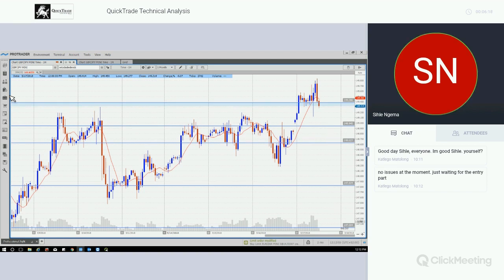Okay, just waiting for the entry part. It's fine, we don't have a lot of attendees today. I think what we'll do is support and resistance. How good are you at understanding support and resistance? I think maybe that's what you need to look at. Combining that with what we looked at yesterday, I think you are going to be able to do very well going forward. So that's what we're going to be doing today. Are you okay with that, Katleho?